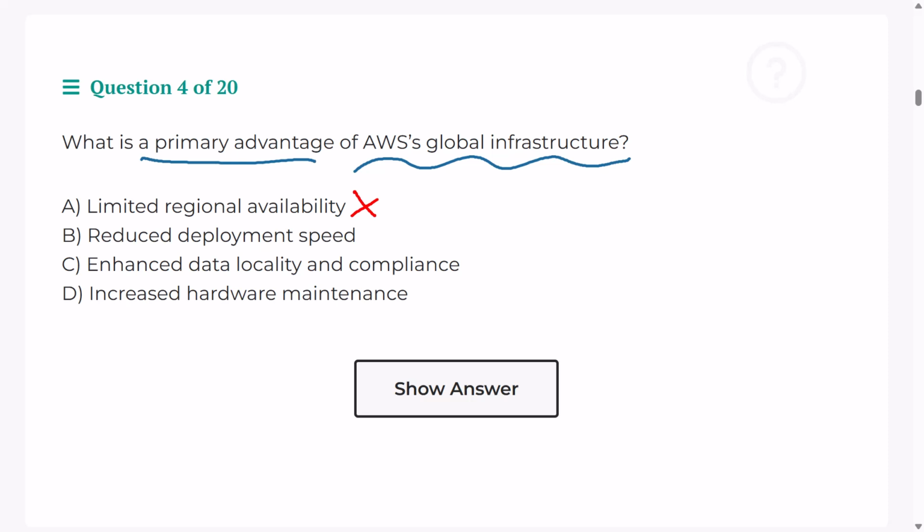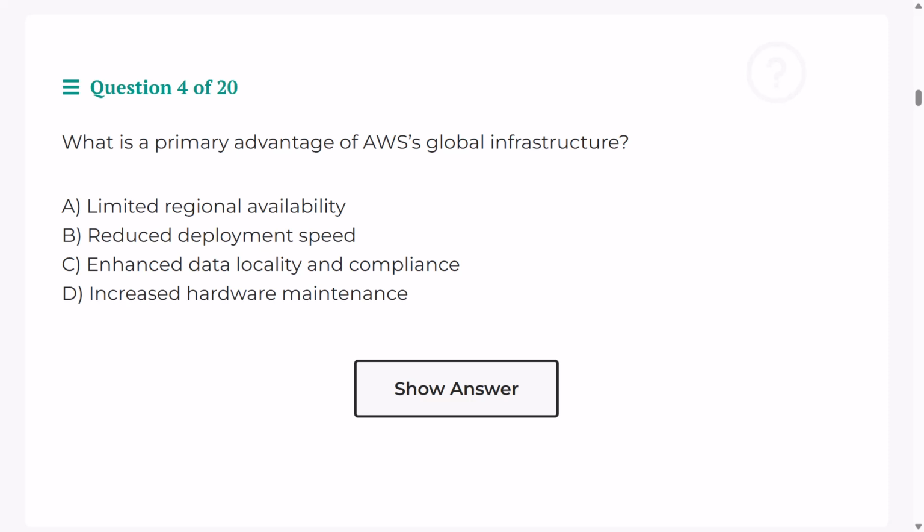No again. Deployment speed is a good thing. I want to go faster in rolling out new versions of my software to be responsive to customer needs. So reducing that is bad news. Again, knowing that AWS has regional infrastructure around the globe, that improves my deployment speed. I can deploy things faster. At the click of a mouse, I can have servers running around the world. So no to A and B.